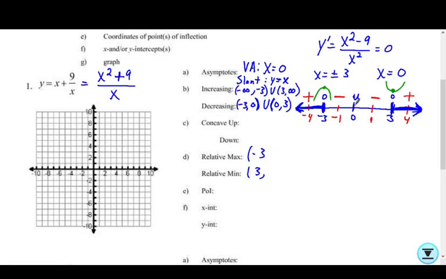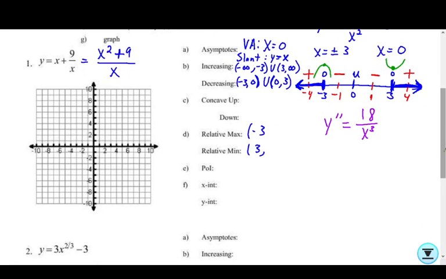All right, so the next part is our concavity. To find concavity, we need our second derivative. So again, we take the derivative of the derivative. Using the quotient rule and simplifying, we get 18 over x cubed. That means we don't have any zeros. We only have one point where it's undefined, and that's when x equals 0. So we set up our second derivative test.